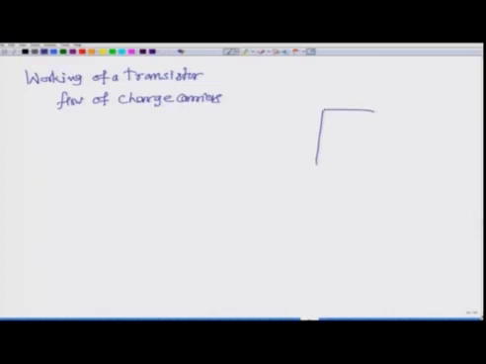Let me say this is our transistor, and here are the two junctions. And this is NPN. So, this is N and this is P and this is N, and this is the emitter side and this is the collector side. Of course, the middle one is base.